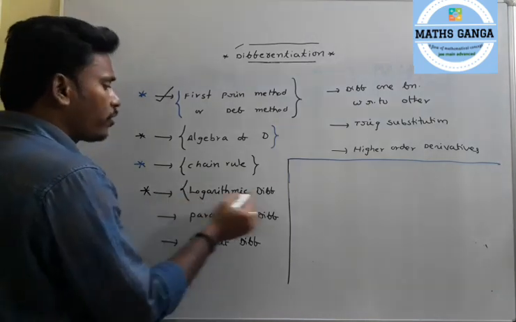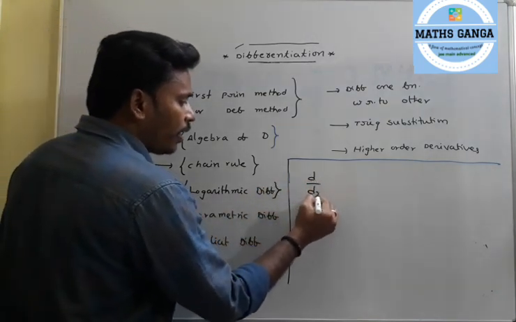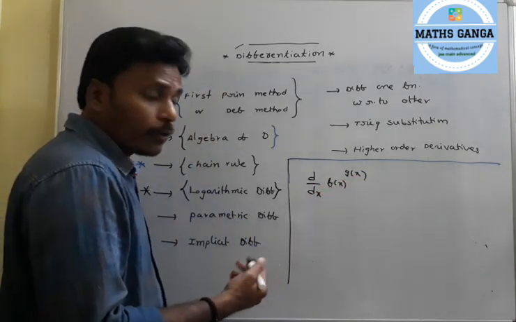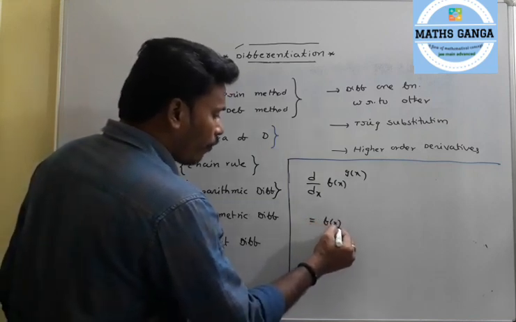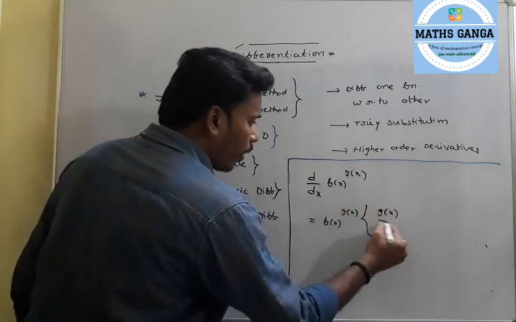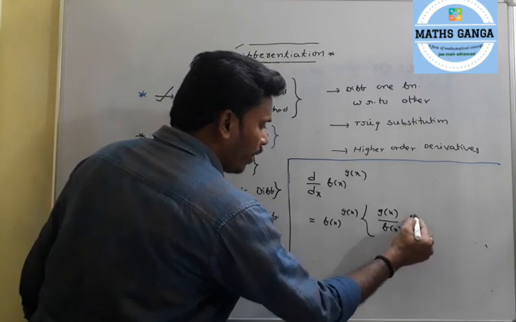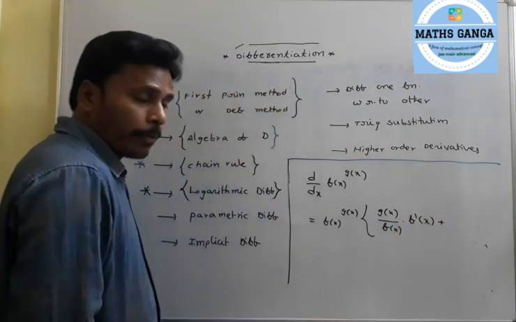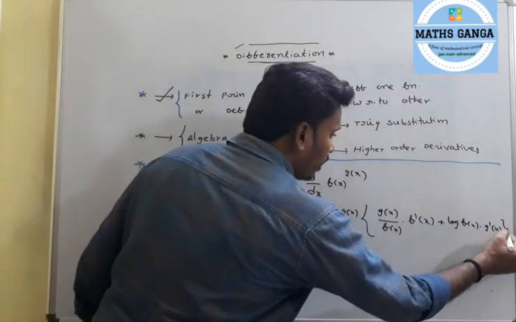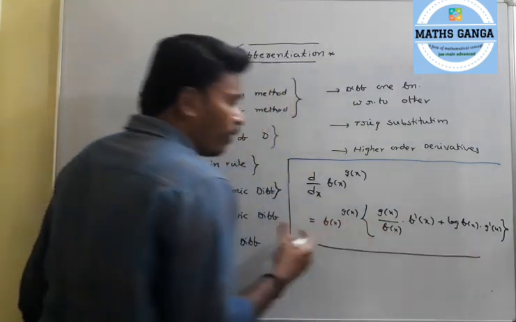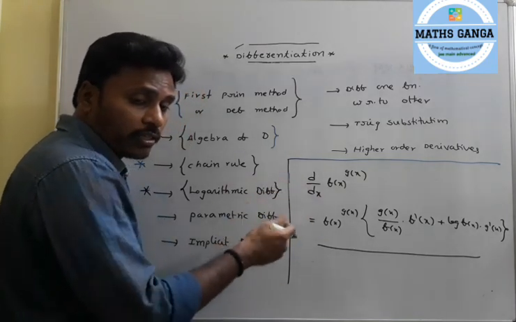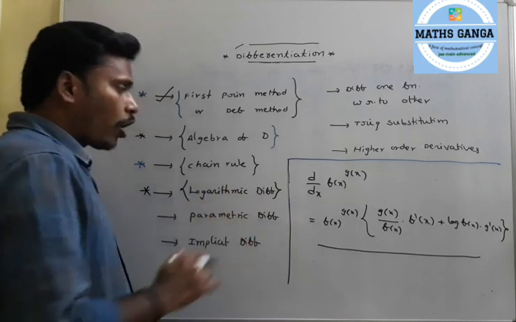Finally, for this logarithmic differentiation, the direct formula, as I said, for dy by dx of f of x power g of x is one of the useful ideas to write the derivative directly. It is f of x to the power g of x into g of x divided by f of x into the derivative of the base f dash of x, plus logarithm of the base f of x into the derivative of the power g dash of x. This is the formula for dy by dx of f of x power g of x. You may use this one, or you may go with the procedure we just discussed. This is about logarithmic differentiation.